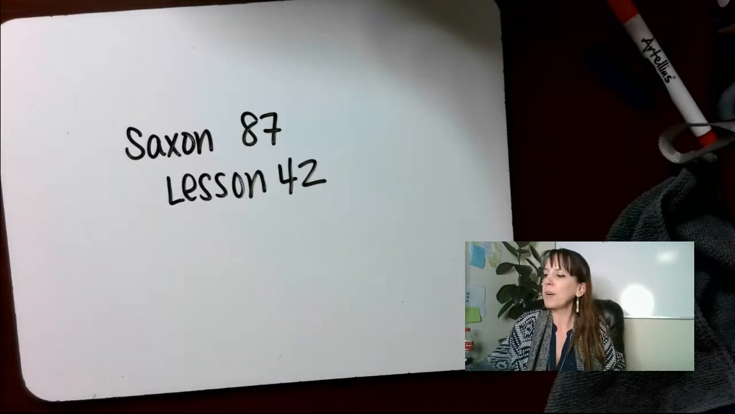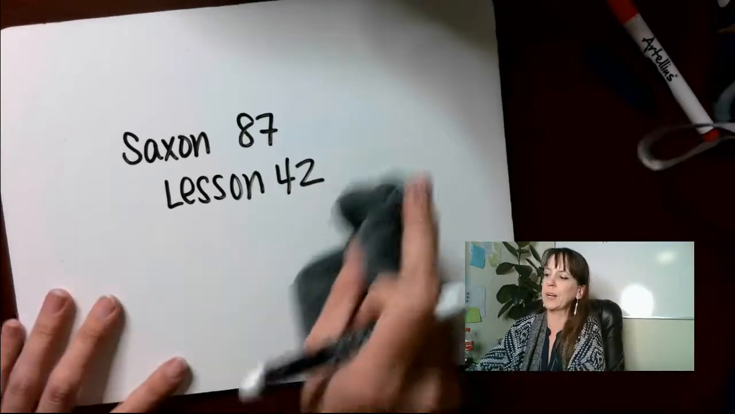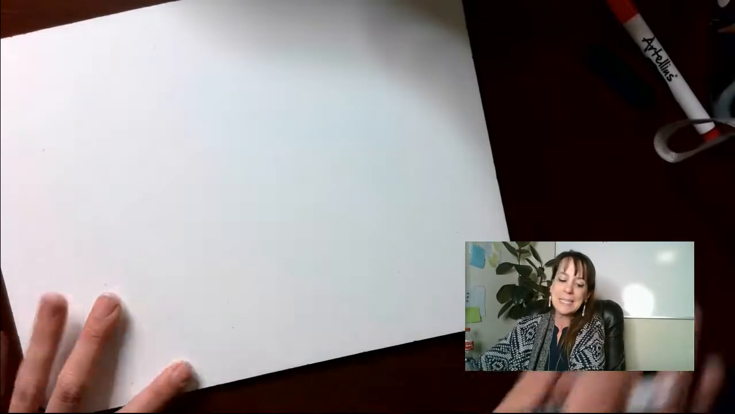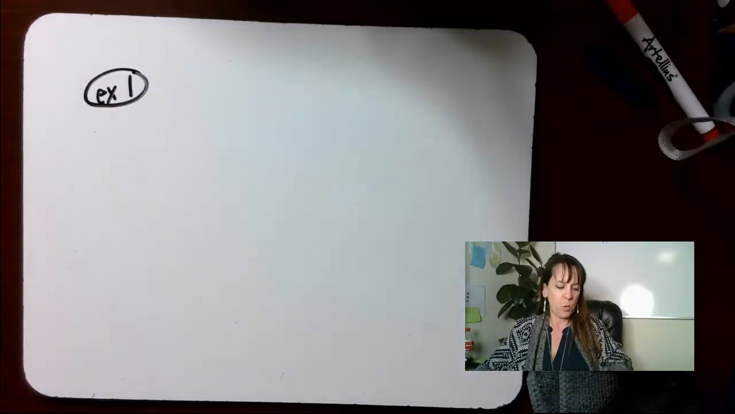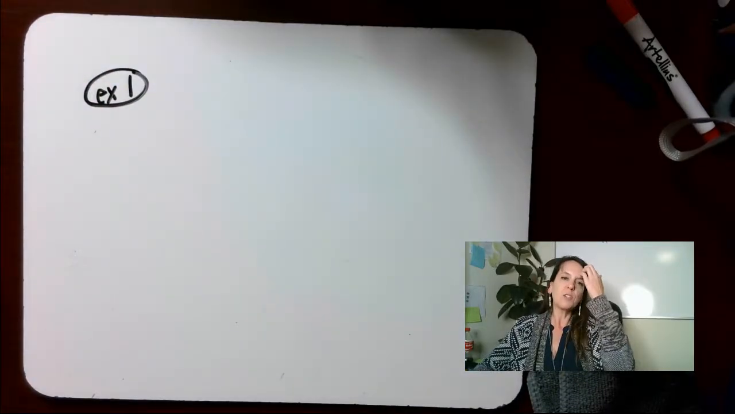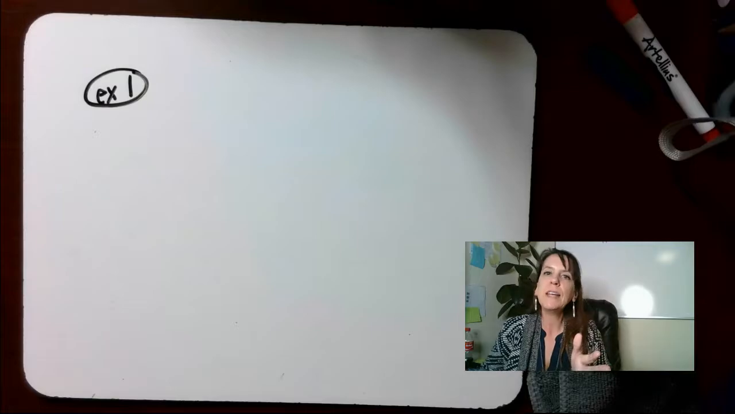Guys, welcome back. Today we're going to be talking about lesson 42. We're going to be talking about repeating decimals. Kids who are in my class, you best be writing this down. Example number 1. You may have seen in the past when you're dividing something out.